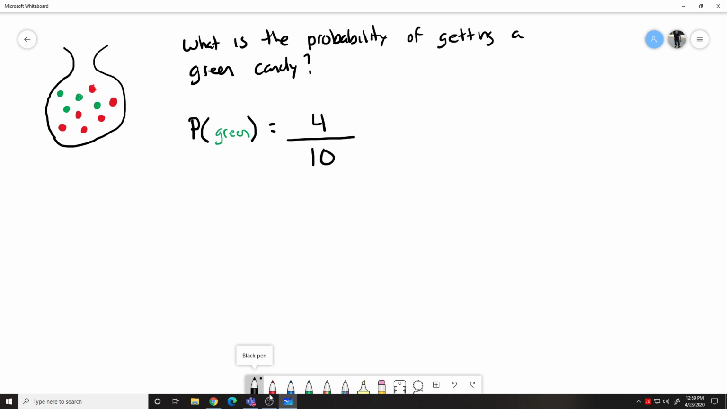There are 10 candies in total. And 4 out of 10, I don't need a calculator to figure that out. 4 divided by 10 would give me 40%. I have a 40% chance of grabbing a green candy. All right, let's make the question a little harder. Let's change it up a little bit. We're going to change the question and change what's happening in the event.